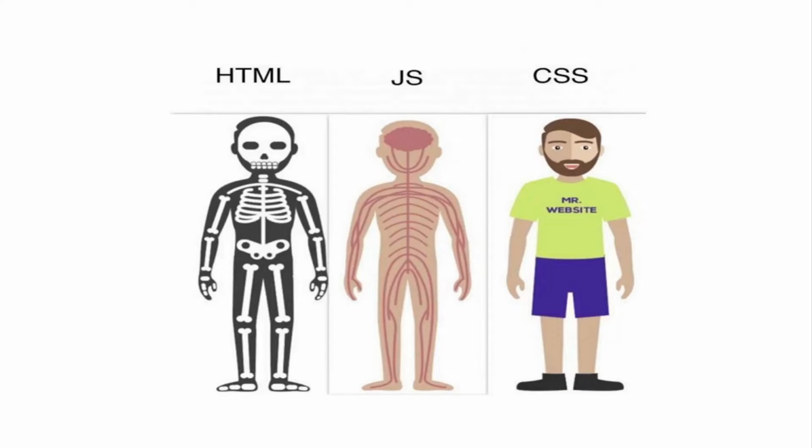So now let's see an example of frontend development. So in this example, the HTML is the skeleton, the JavaScript is the brain, and CSS is the designing or styling part. So the HTML defines the structure of our web page, the CSS is the designing part, and JavaScript is the brain of our web page. So this is the example that you can take.